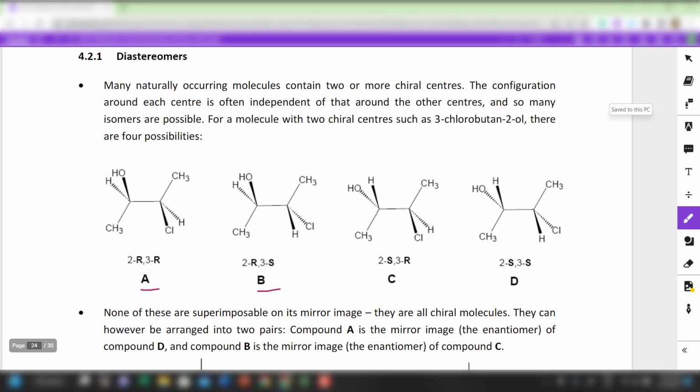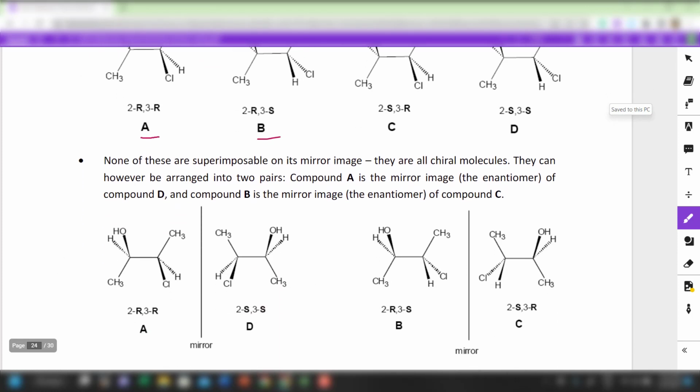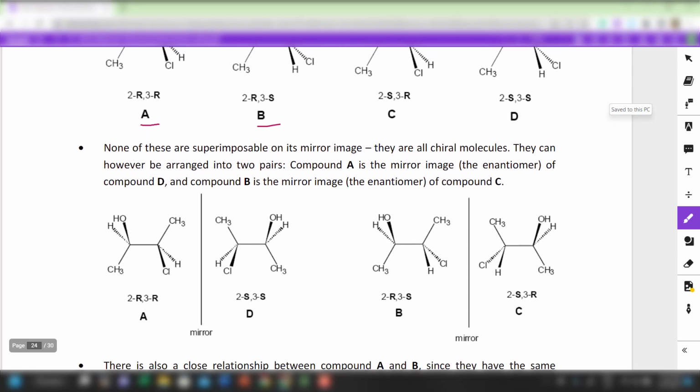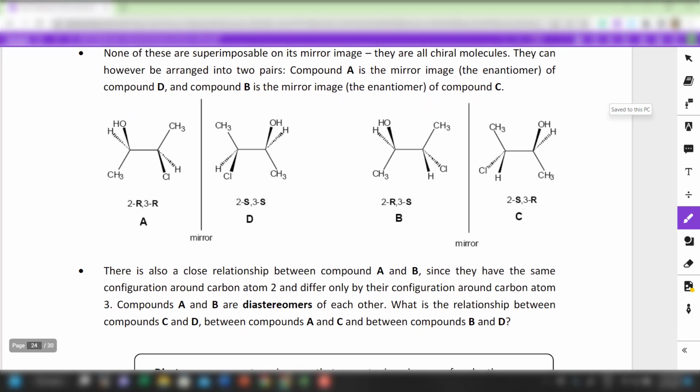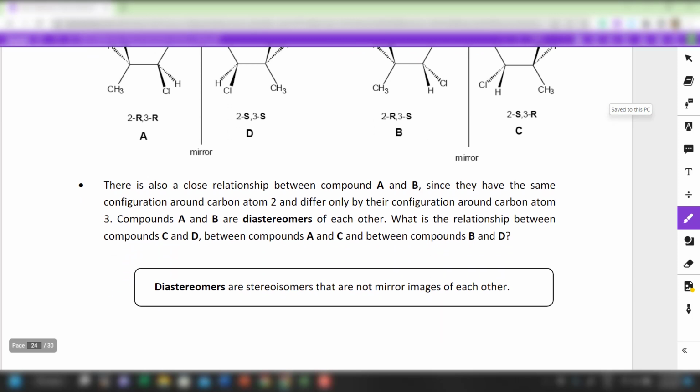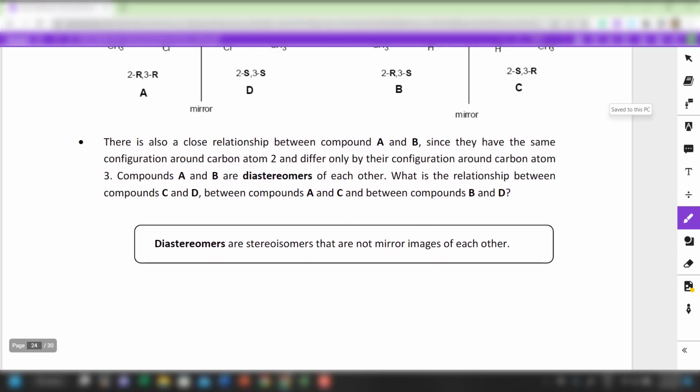Over here, what I can share with you is that A and D are an enantiomeric pair, B and C are an enantiomeric pair, and then the rest of the combinations are what we call diastereomeric pairs. I think you just need to check it out. I think it is well illustrated over here. So in short, we have this particular definition. Diastereomers are stereoisomers that are not mirror images of each other.